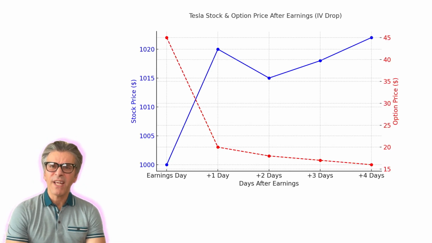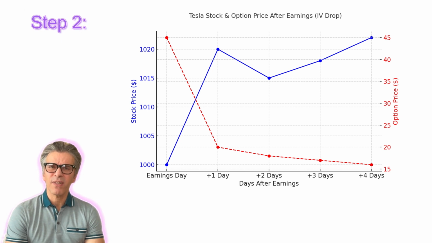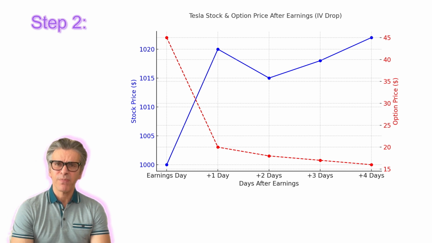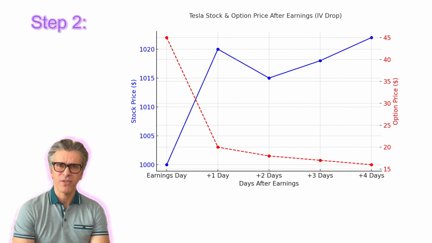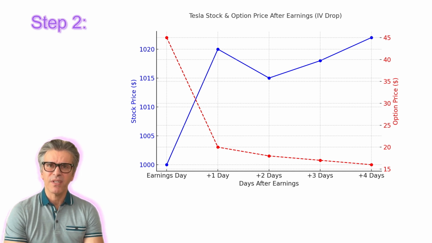Scenario 2, 1 day after earnings. The stock price is $1,020, a small move, not much. Implied volatility is 50%. The option price for the Tesla $1,050 call is $20. The reason: IV dropped even though Tesla moved up.